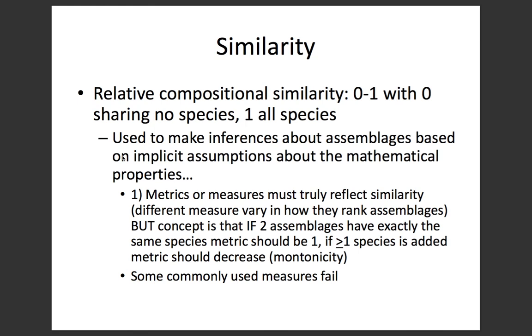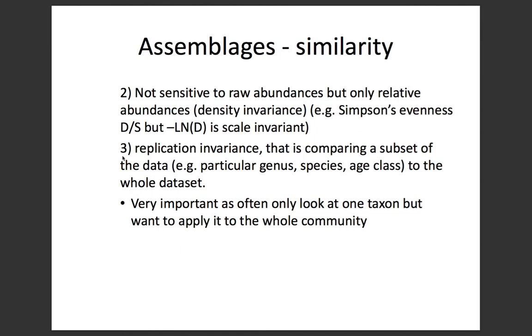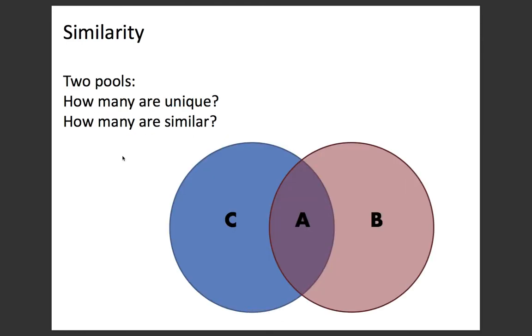So similarity is the relative compositional similarity that's going to range from 0 to 1, with 0 sharing no species and 1 sharing all species. And we use this to make inferences about the assemblages based on implicit assumptions about mathematical properties. So for similarity, we have two pools. How unique are these? And this is a diagram that I put up during the field week, right? A is the shared species, C is unique to pool C, and B is unique to pool B.